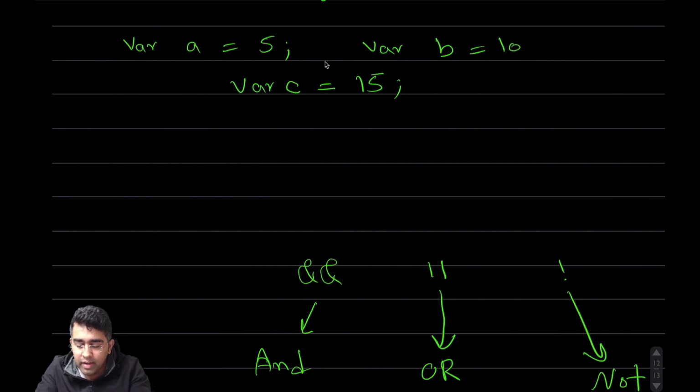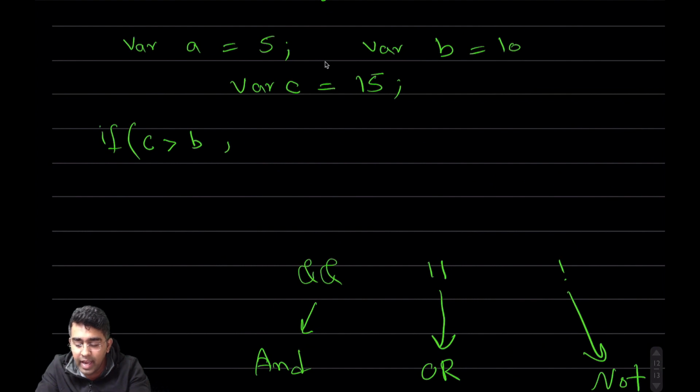So right now, if I say if C is greater than B, this is one condition at the moment. So C is greater than B, this is one condition. We want to check multiple conditions here. I want to check that if C is greater than B and B is greater than A as well, then we go down and perform this operation.